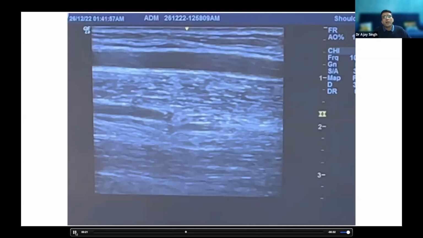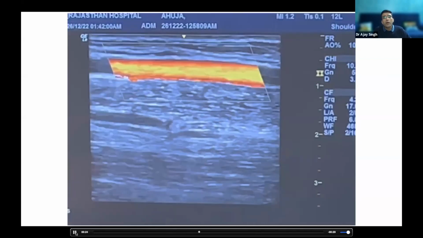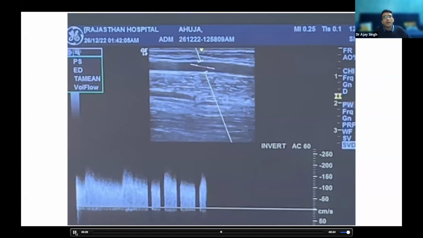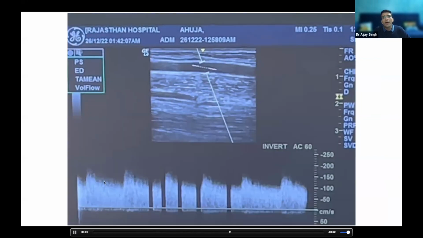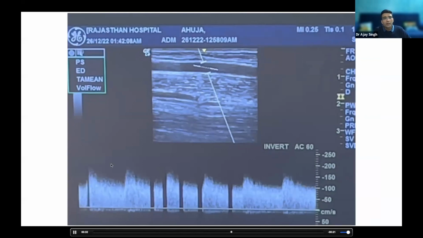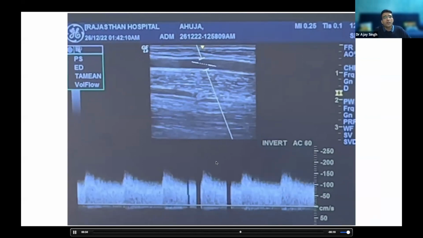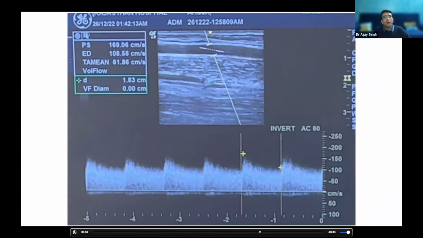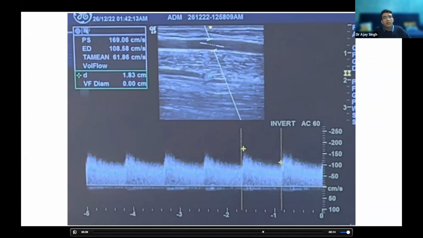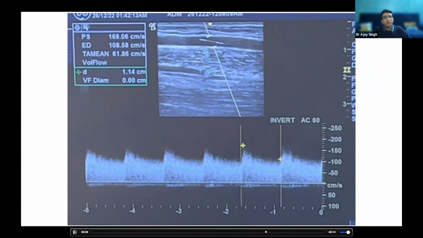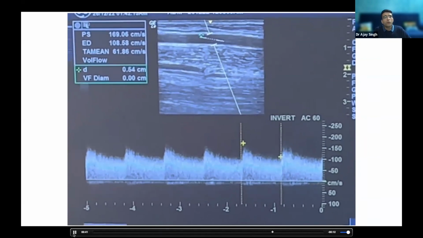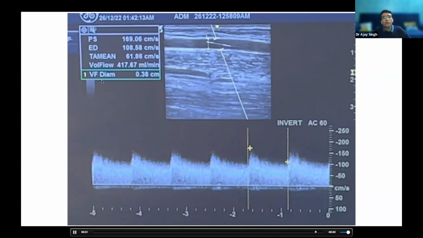So this is the radial artery. This is just a color image. And then we are going to put the Doppler in it. Adjust the sample gate to encompass the whole artery. Again, the angle of insonation is around 60 degrees. And just measure the diameter. So flow in this radial artery is coming around 400 ml per minute.